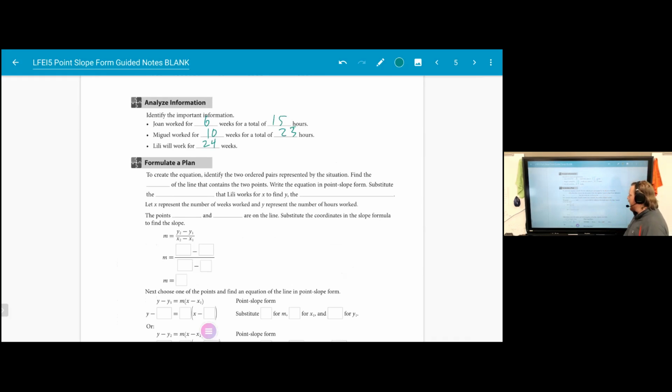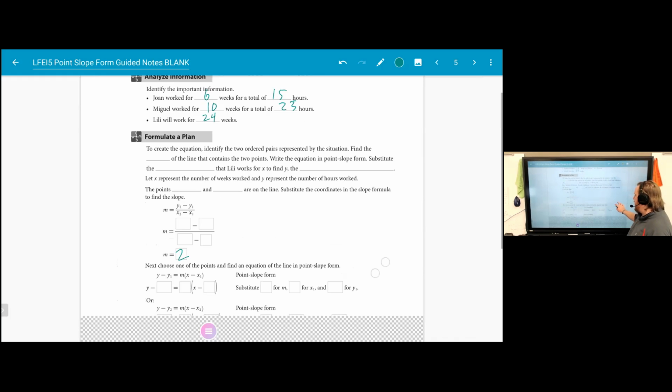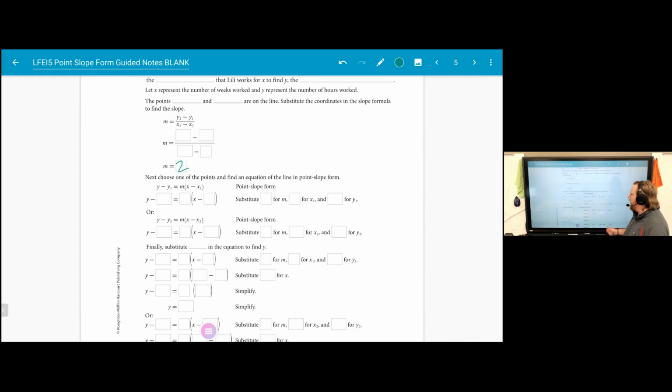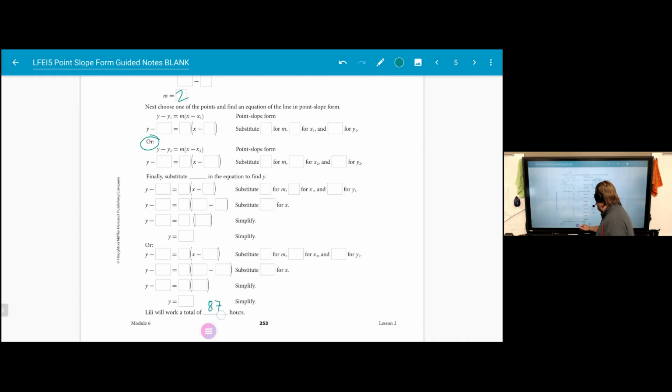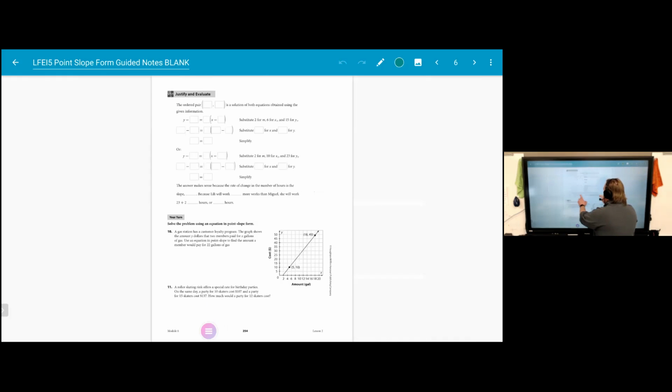We found our slope. We found that to be 2. Okay. And then we plugged it in. The reason it says or here, you could use either point to describe your function. Right? We've plugged everything in. Nope, not 87, 51 hours. 51 hours. All right. Here is your job.